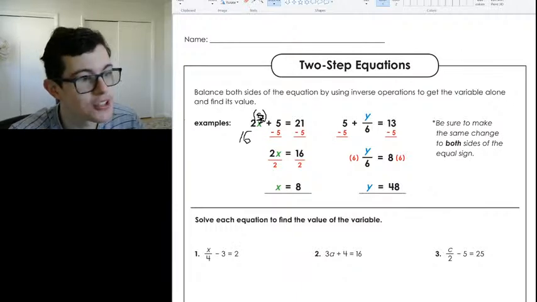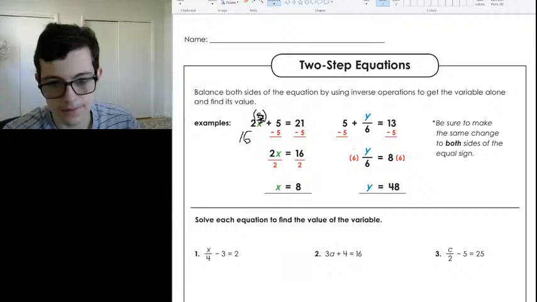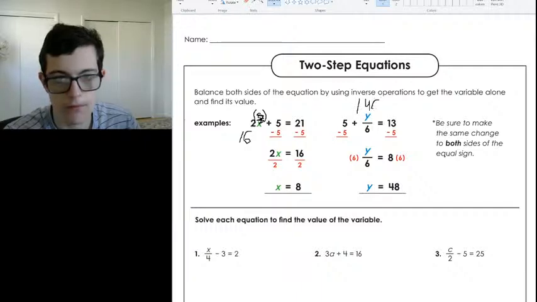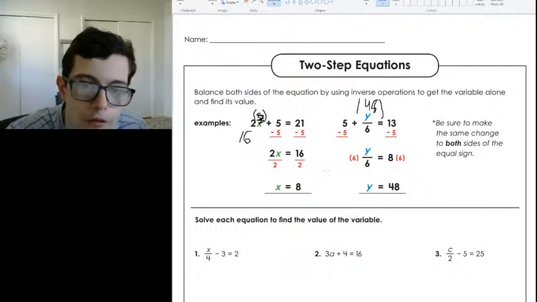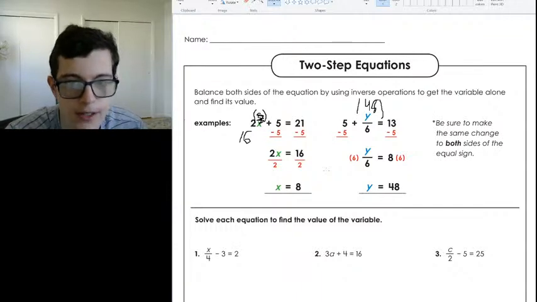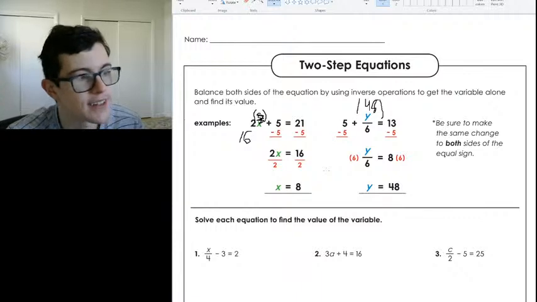Substituting in works as well, because if we substitute our y for 48, in parentheses, we do 5 plus 48 over 6 is 13. Well, 48 over 6 is just 8, so 5 plus 8 is 13, which works, so our variable rings true.